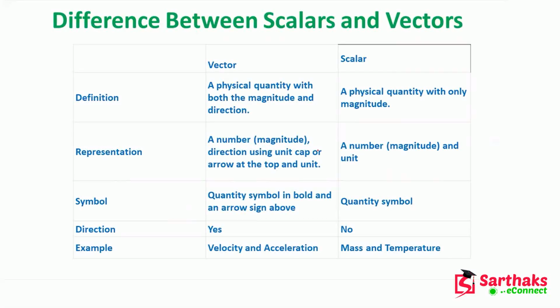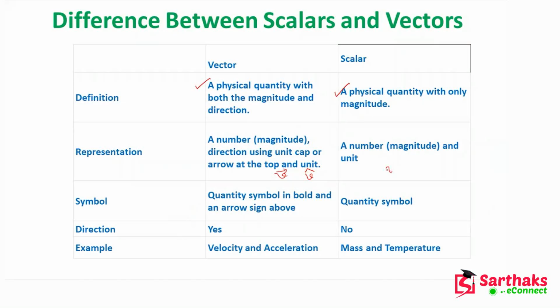Now, the difference between scalars and vectors. First, you have to give the definition. A vector is a physical quantity with both magnitude and direction. A scalar is a physical quantity with only magnitude. Representation: a vector is written with a unit cap or an arrow at the top. I have told you, suppose V, I have to give an arrow, or I have to give one cap. So at the top, I have to give this symbol. But here, only the magnitude. There is no symbol here.